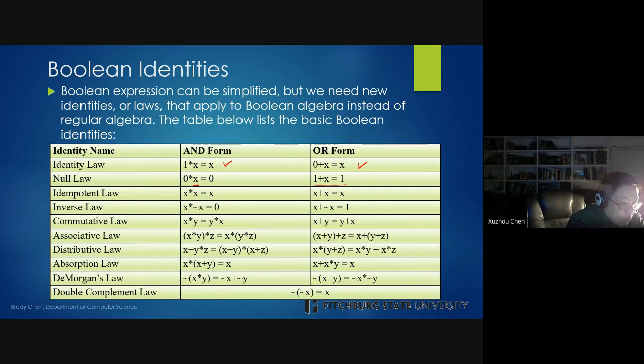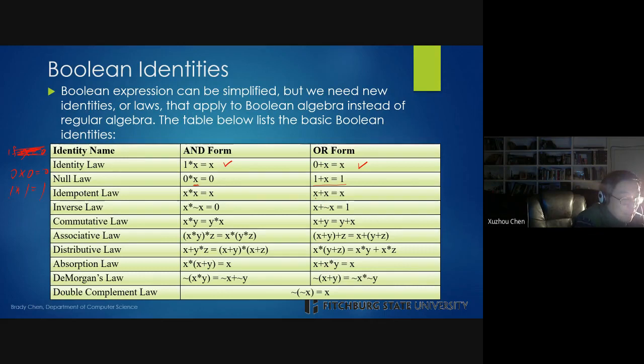Idempotent law, which means x and x is x, and x plus x is always x. Now how can you verify this? You can verify this by checking all the possible values for x. If x is 0, then 0 and 0 is always 0. 1 and 1 is 1. So if x is 0 or x is 1, then you always get this result.